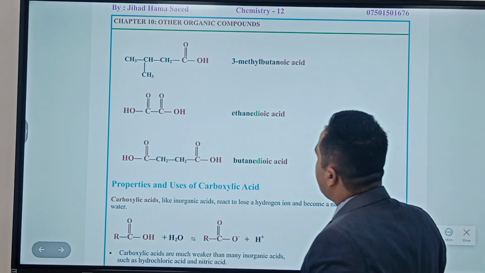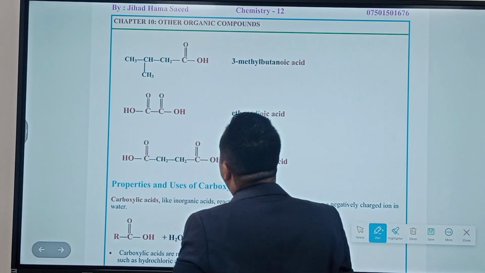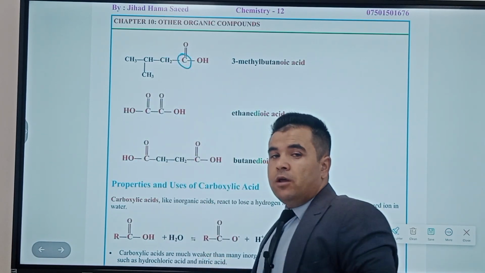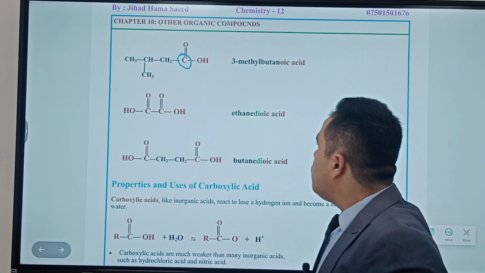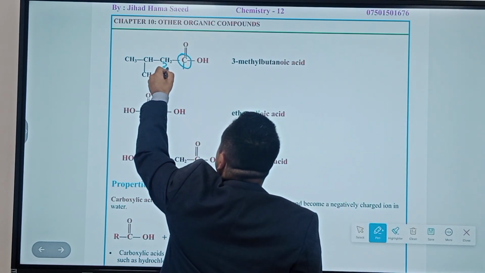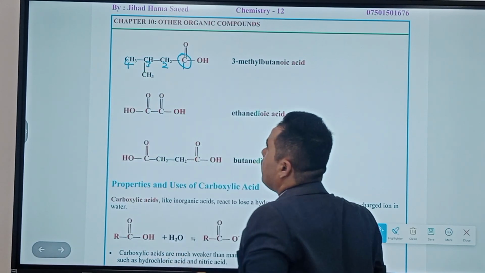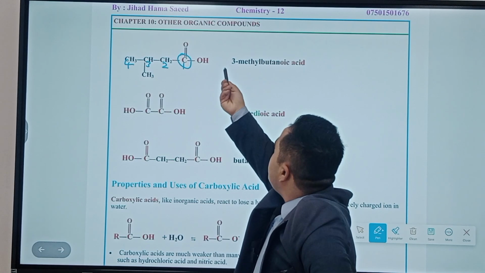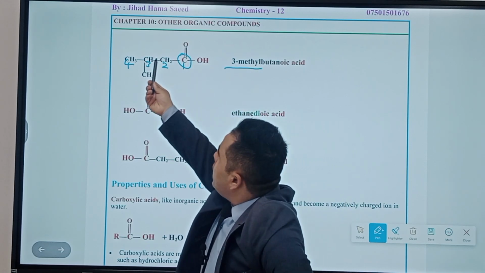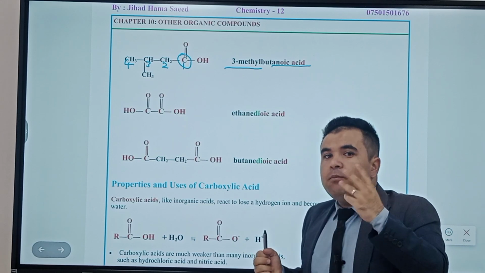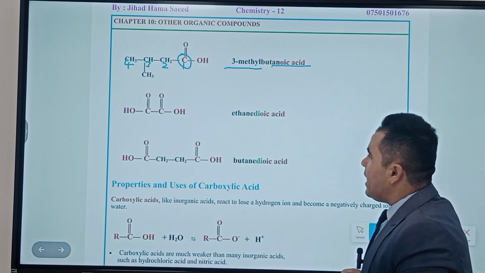As usual, we name the branch and then the parent. But the numbering starts from the carbon which is a carboxyl group, so you have to start from here: 1, 2, 3, 4. On the third carbon we have a methyl, so 3-methyl. The chain is 4 carbons, butanoic acid. 3-methylbutanoic acid.